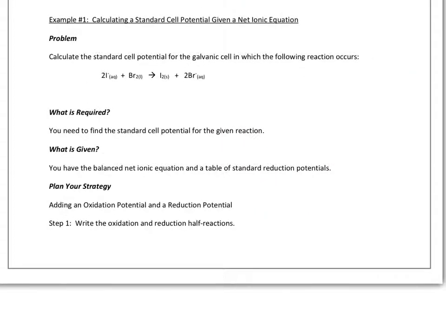Let's go through this first example. Calculate the standard cell potential for the galvanic cell in which the following reaction occurs. First, we ask ourselves what is required. Well, we need to find the standard cell potential for the given reaction. So let's plan out our strategy, and these are the steps that you can use no matter what question is asked to you in the future.